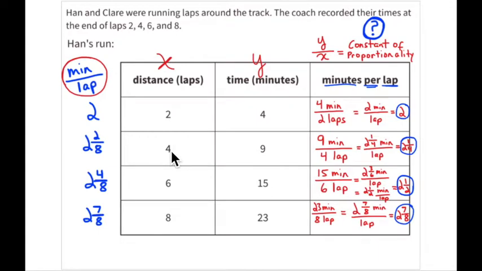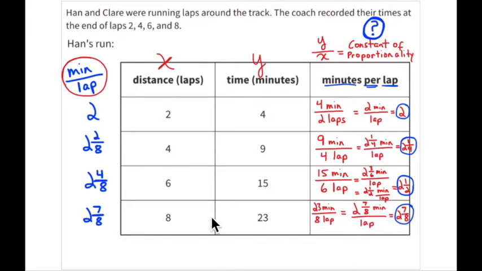After he runs 4 laps, that's taken him 9 minutes. So that's 9 minutes per 4 laps, and works out to be 2 1/4 minutes per lap. After 6 laps, it takes him 15 minutes to run 6 laps. That's 15 divided by 6, or 2.5 minutes per lap. So these are not the same. So there's not a constant of proportionality.